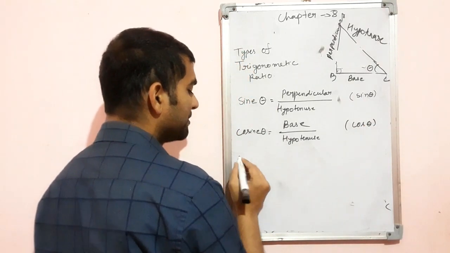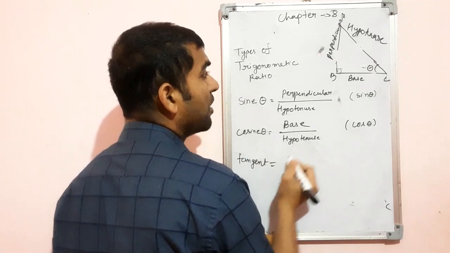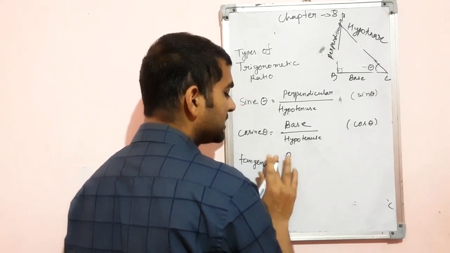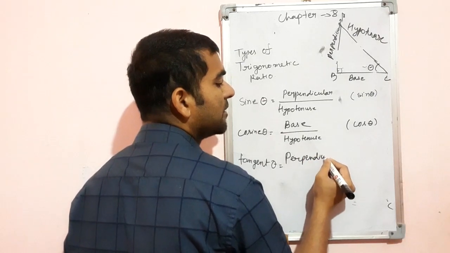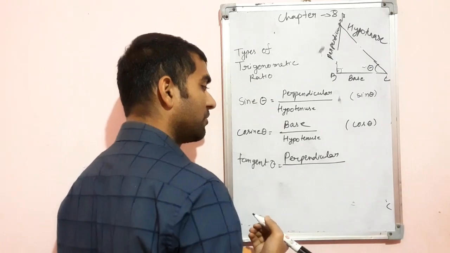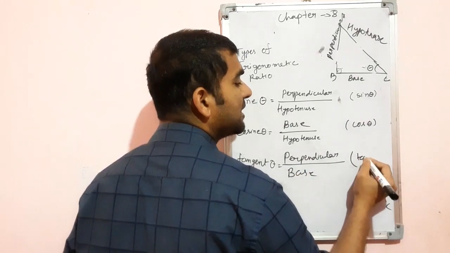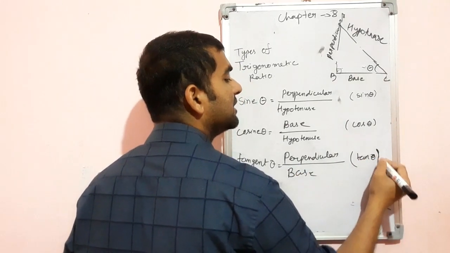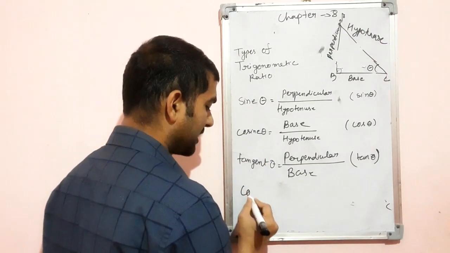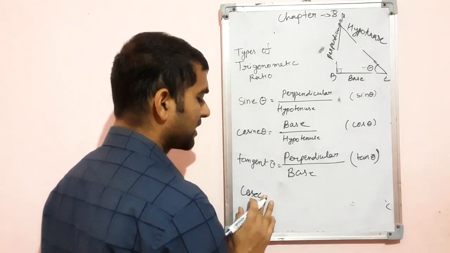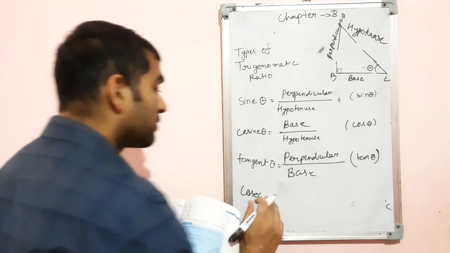Next we have tangent. Tangent theta is perpendicular by base, and in short we call it tan theta. Next one is cosecant.